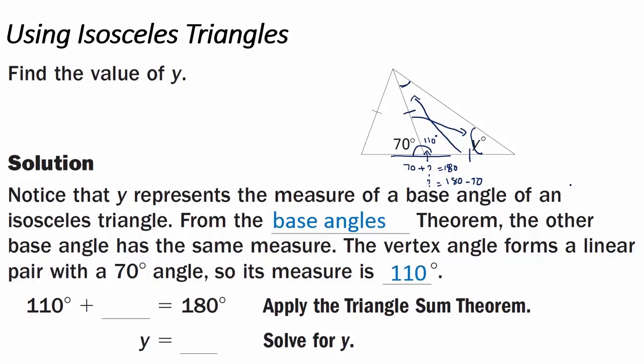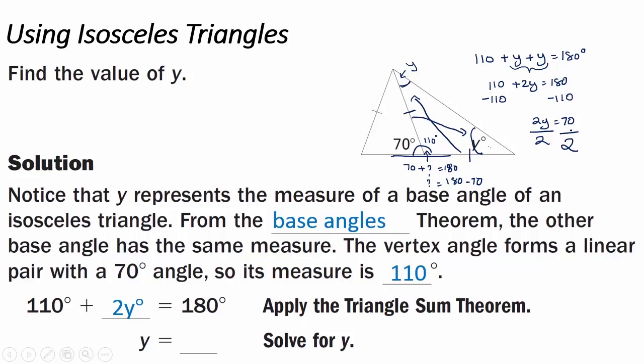We know 110 degrees plus y, and the reason why I have two y's is because I know this measure and this measure are the same, so I can say that this is y as well, is equal to 180 degrees. Simplify y plus y to get 110 plus 2y is equal to 180 degrees. Solve for 2y by subtracting 110 on both sides, and you get that 2y is equal to 70. Isolate y by dividing by 2 on both sides, and you get that y is equal to 35.